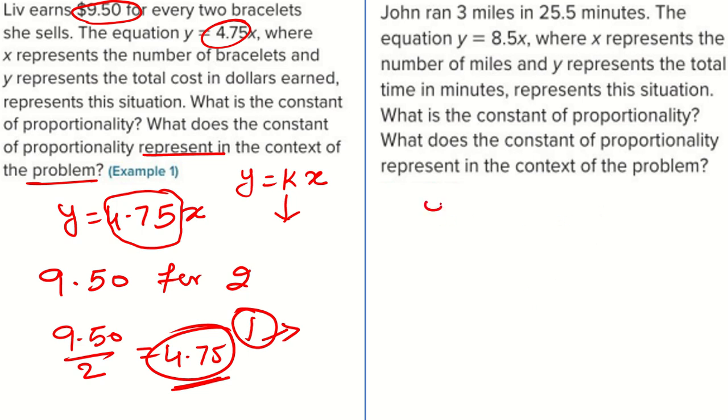Okay. Now another question can be: John ran 3 miles in 25.5 minutes. The equation y is equal to 8.5x, where x represents the number of miles and y is the total time, represents this situation. What is the constant of proportionality here? 8.5. How did you get here?